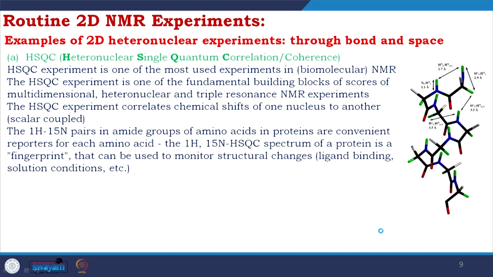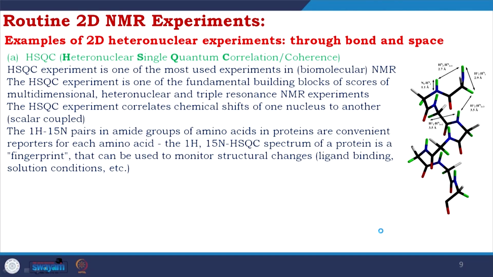The 1H15N, the proton nitrogen pairs in amide groups of amino acids in proteins, are convenient reporters of each amino acid. The 1H15N HSQC spectrum of a protein is a fingerprint. So, when we are doing spectroscopy, we always look for fingerprints, because if we have some standards, it is very reasonable to do the analysis, because there are many spots in the spectra. So, if you know that this spectrum belongs to that, it is very helpful.